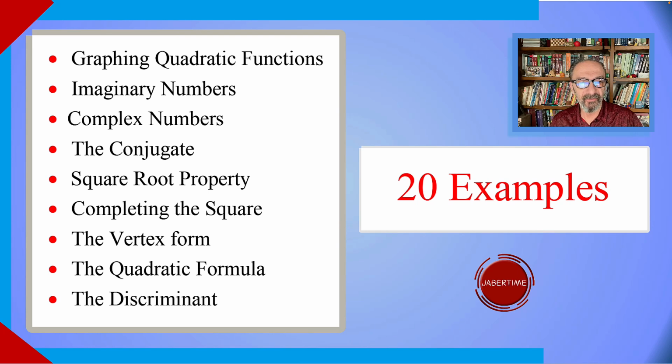Hi, I have 20 examples for Math 3 final exam review. We're going to go over different topics: graphing quadratic functions, using imaginary numbers and complex numbers, the conjugate, square root property, completing the square, the vertex form, the quadratic formula, and the discriminant, and also solve by factoring.